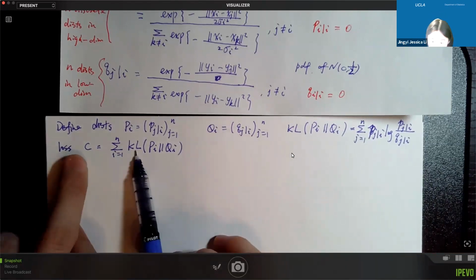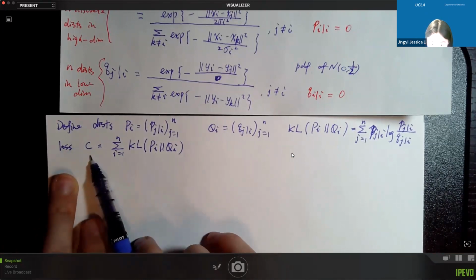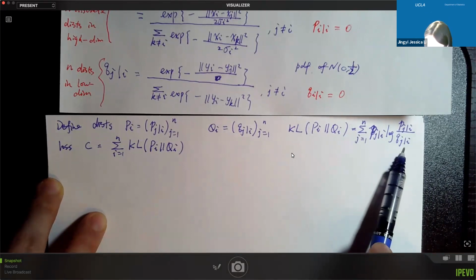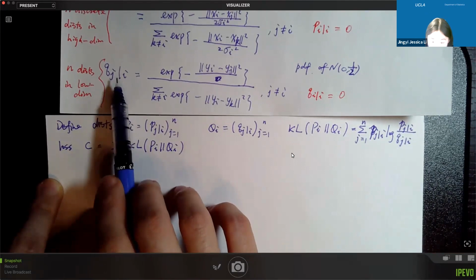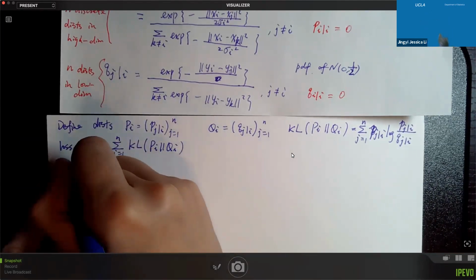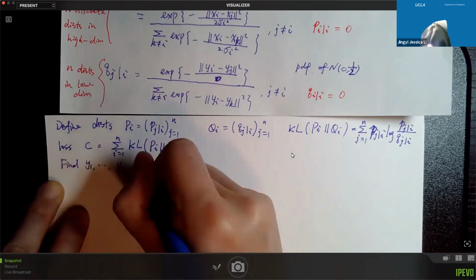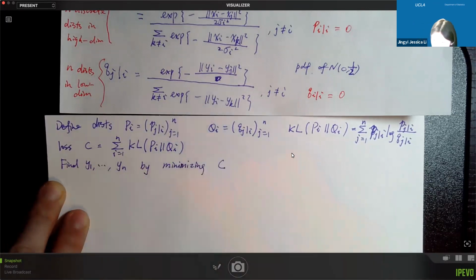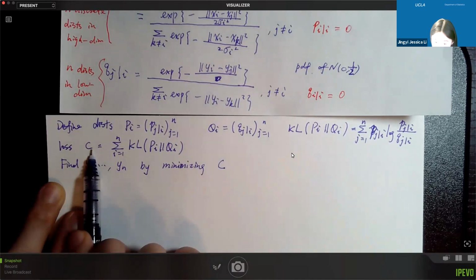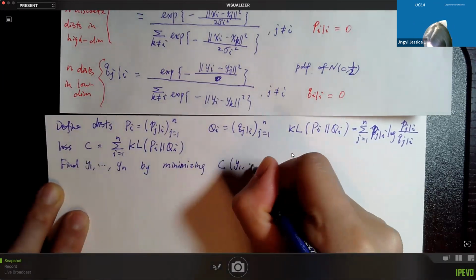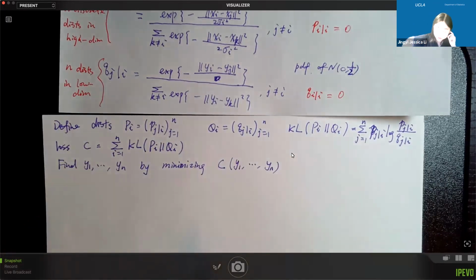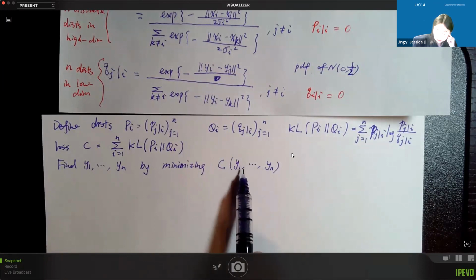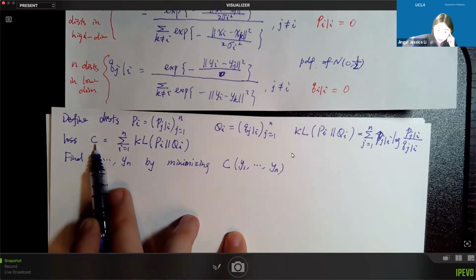So that's something good to know. Putting them together, we have this loss function, and we want to minimize it. Our goal is to find y1 to yn, and we know that y1 to yn are used in Qji by this relationship. So the objective is to find y1 to yn by minimizing C. Clearly C itself is a function of y1 to yn. Its input is y1 to yn, each a 2-dimensional vector, and what we get out of it, C, is a scalar value that's non-negative.